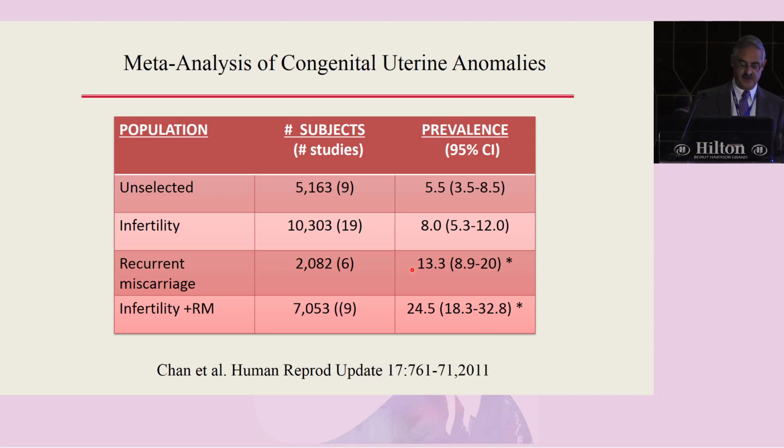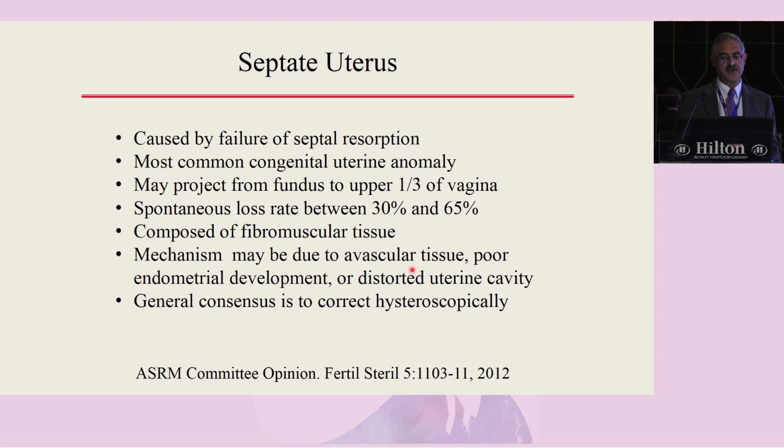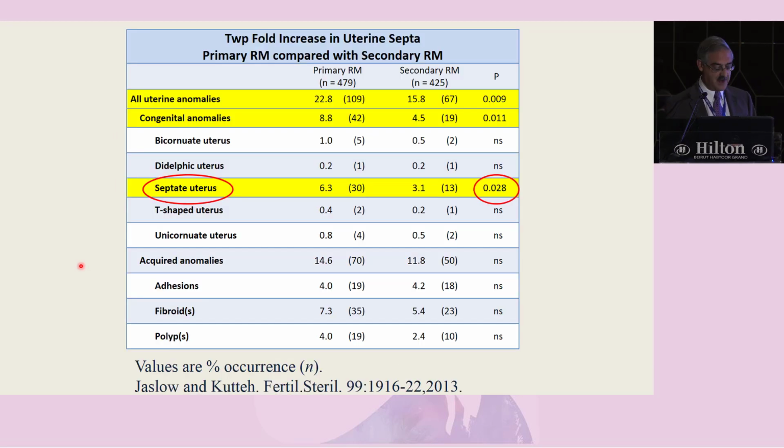We mentioned the septate uterus is the most common congenital anomaly. It occurs about 10 to 1 more frequently than the bicornuate uterus. And it results in a high pregnancy loss rate between 30 and 65%, depending on which study you look at. We think simply that the placenta can't attach well, it can't get vascularization, and then the pregnancy fails. We generally fix these with hysteroscopic repair, and I have some slides in a minute I'm going to show you.